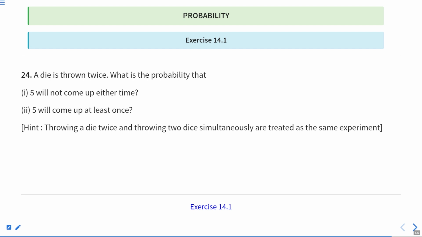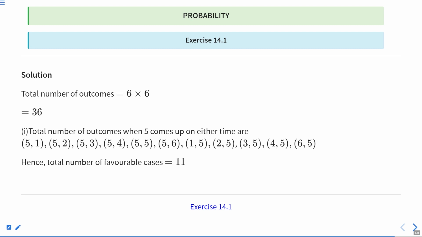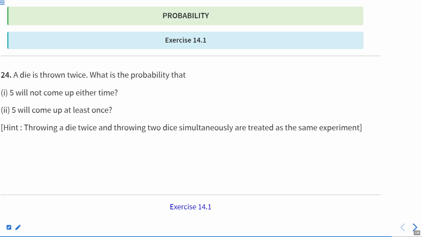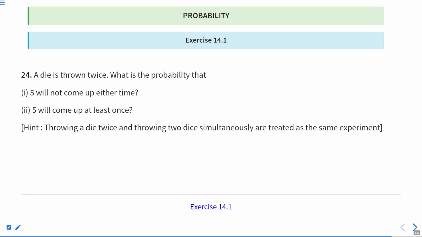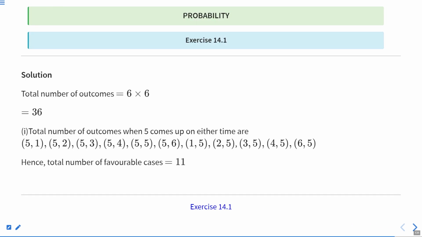Okay, so first of all, we need to find the probability that 5 will not come up either time, and then we need to find the probability of 5 coming at least once. Okay, so let us solve this problem. So here total number of outcomes is equal to 6 times 6, since the die is thrown twice, that is equal to 36.